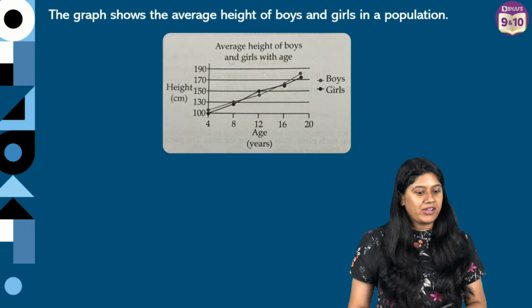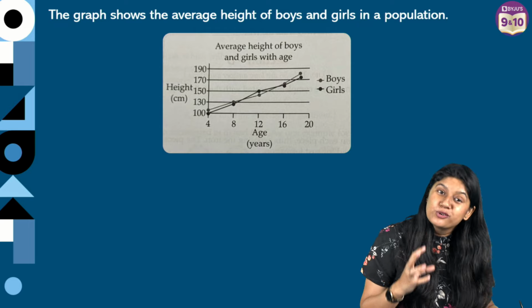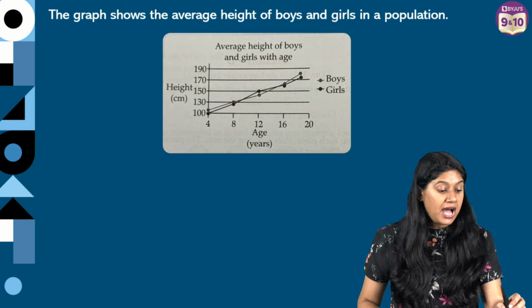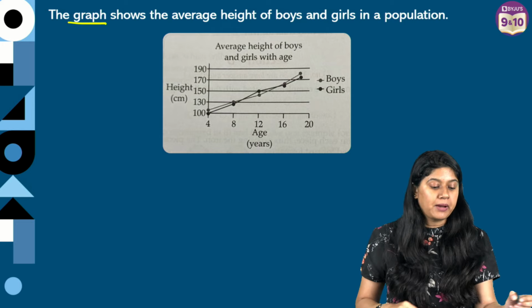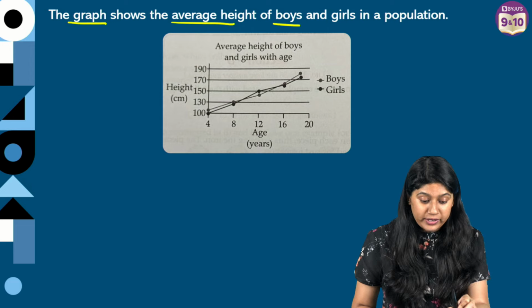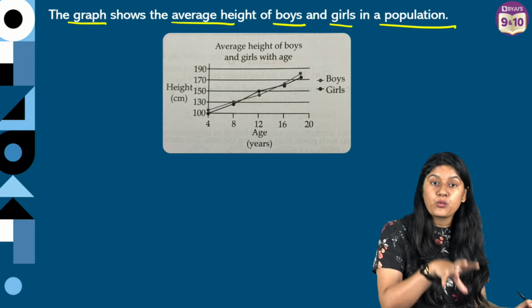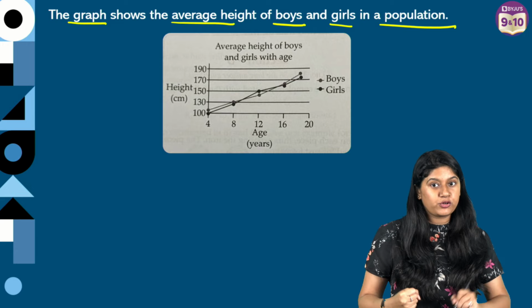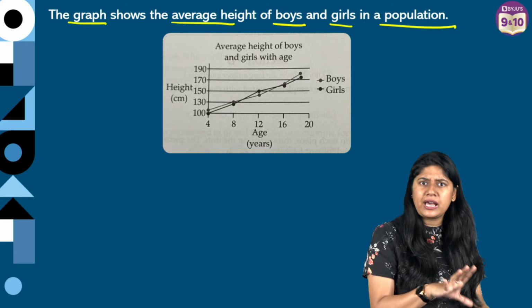Now, this is from a very interesting chapter and this is a very interesting question. Over here, we'll be using our observation skills. We have to see the graph that we have over here. This particular graph talks about the average height of boys and girls in the population. Based upon looking at this graph, we have to find the answer for some questions which are given, right? So let's look at the graph.